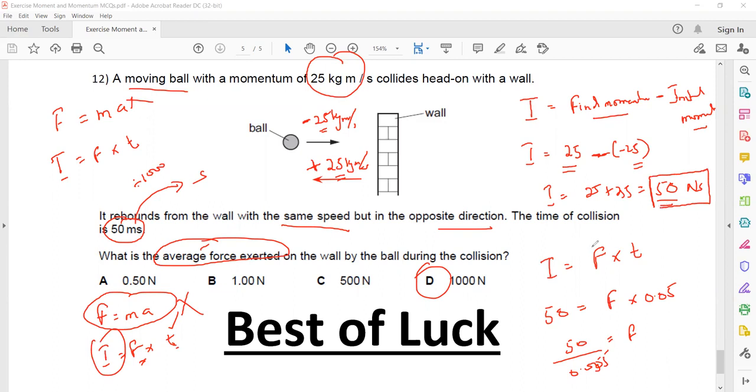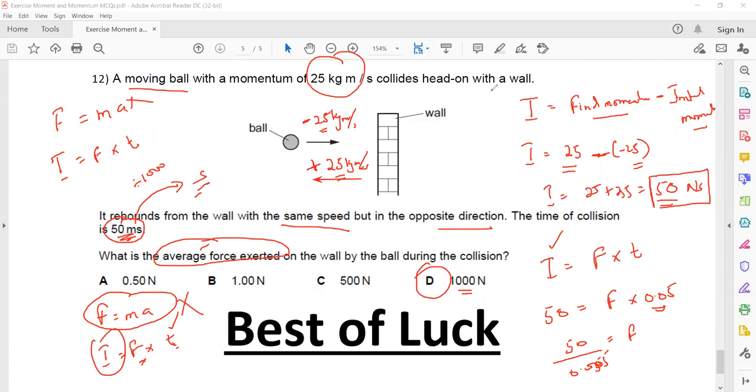And now the formula: impulse is force into time. So you have the impulse, which is 50. The time in the question is given as 50 millisecond. But in your answer, the time should be in seconds. So you have to convert millisecond into second. So divide by 1000. So it will be 0.05, and 0.05 is multiplied, on the other side it will divide, so you will get 1000 newtons. That's why D is the right answer for this question.